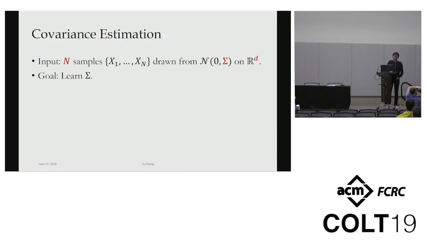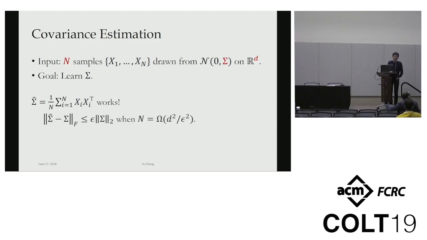This is covariance estimation 101. You're given n samples drawn from a d-dimensional Gaussian, and your goal is to estimate the unknown covariance sigma from these samples. This is a very well-studied problem. We know this empirical matrix works, and we know how many samples we need to take for the estimate to be within epsilon close to the truth.